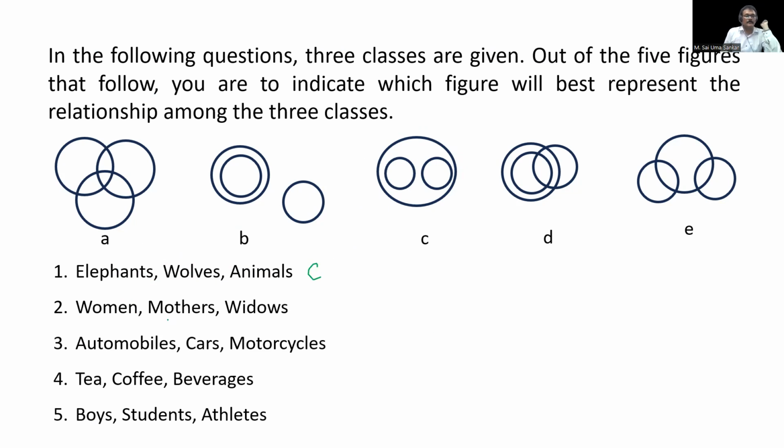Next, women, mothers, and widows. Here, if you observe, women, mothers, and widows. What about some mothers are widows? Is it possible or not? Some mothers are widows. And next, all are women or not? All are women. So all mothers are women, all widows are women. And here some mothers are widows. So what is the answer? The answer is this one. So anywhere in this case? No. Now what is the answer?